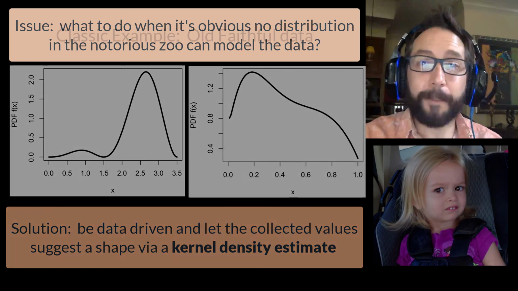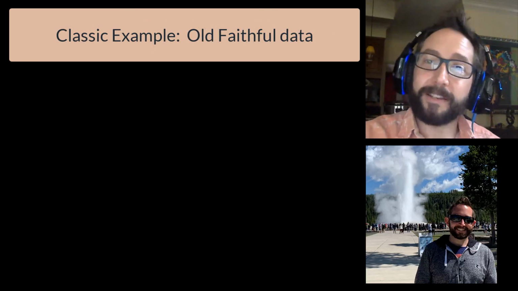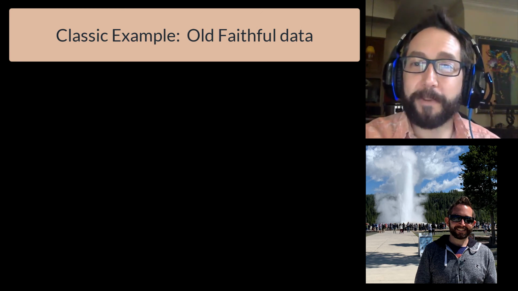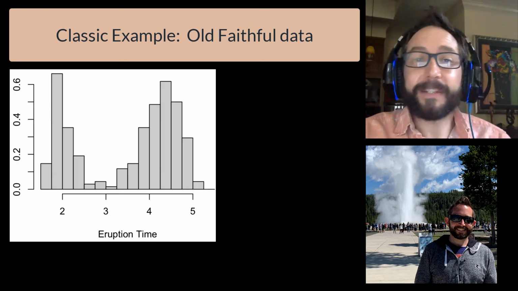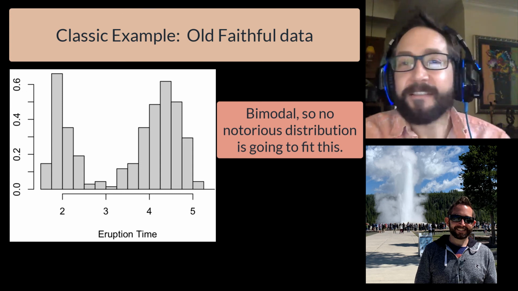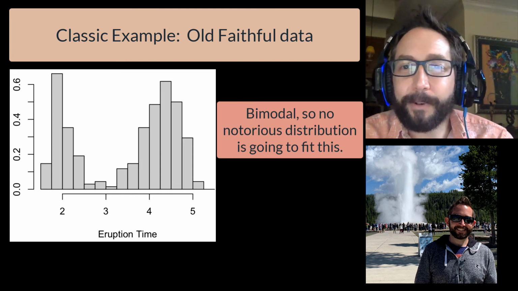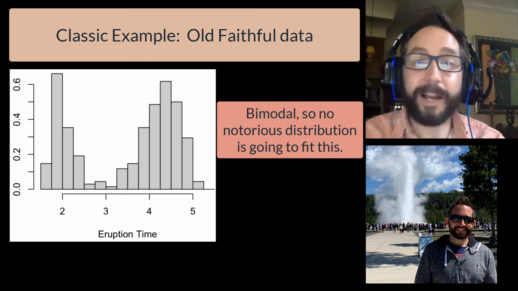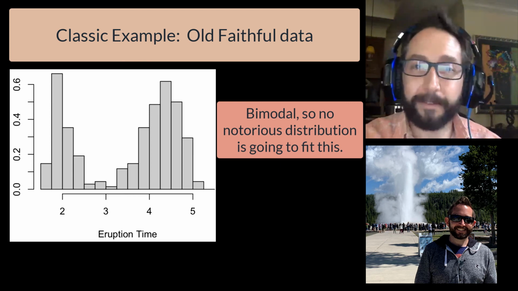Now, a classic example of this is the Old Faithful dataset. Looking at a histogram of the eruption times of Old Faithful, we see it's clearly bimodal: a peak near 2, a peak near about 4.5. There's nothing in the notorious zoo that has bimodality, so we're kind of stuck unless we get creative.